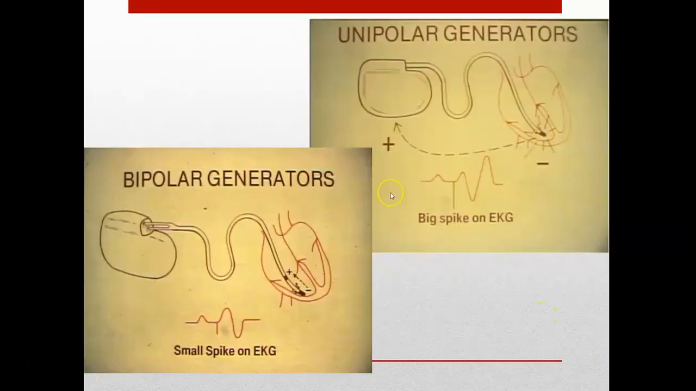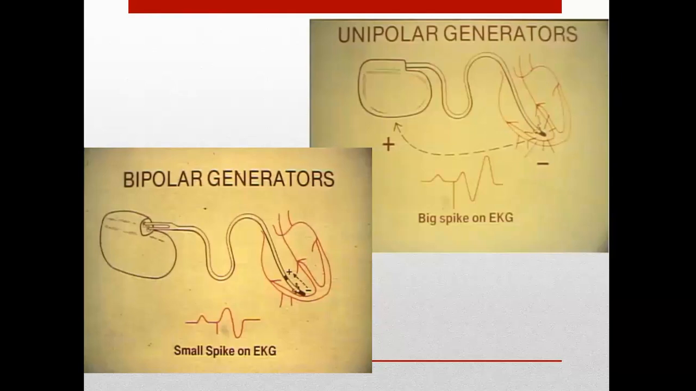Okay, so these are unipolar generators and bipolar generators. I know I talked about this just a second ago. So obviously, the big thing here is they've got a pulse generator, which is the power source, so it's going to be this little block-looking thing right here, the big part. And then they've got pacing leads. They can have 1, 2, or 3.